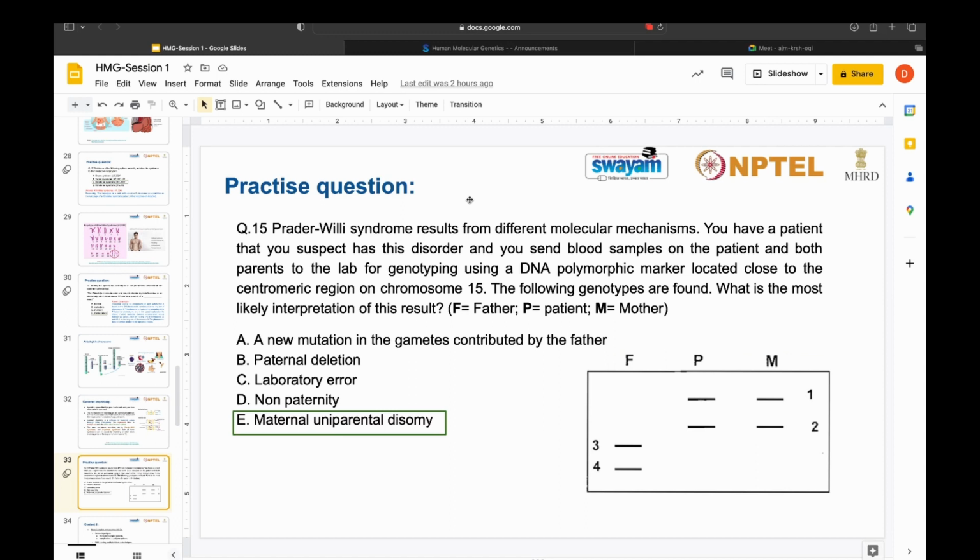Okay, ma'am. So due to non-allelic recombination, one chromosome will have both genes, both alleles A and B. The other one which was involved in the recombination gets deleted.